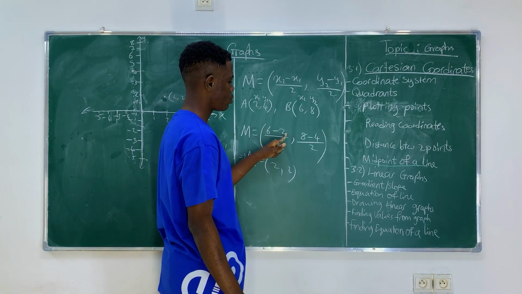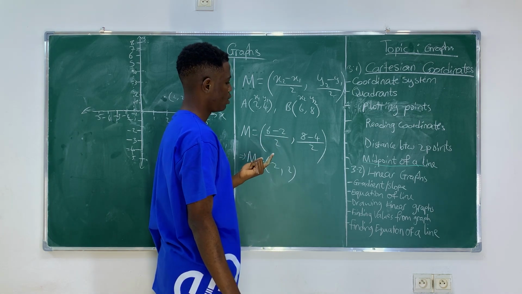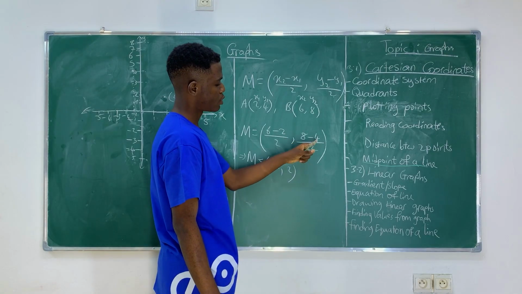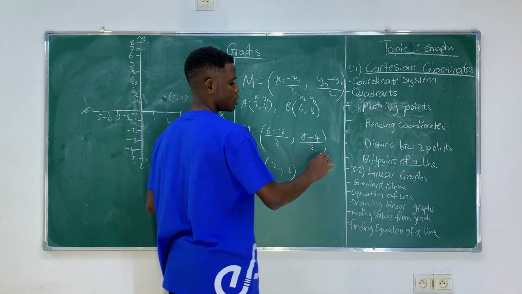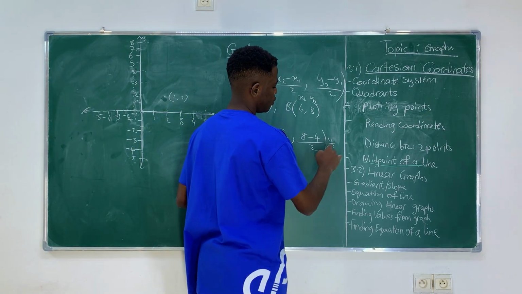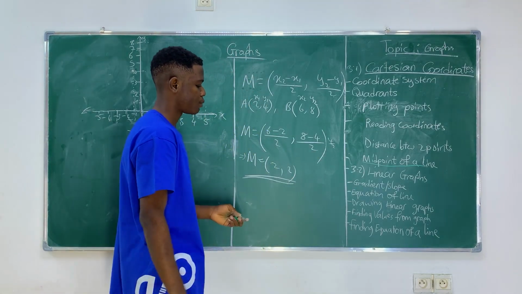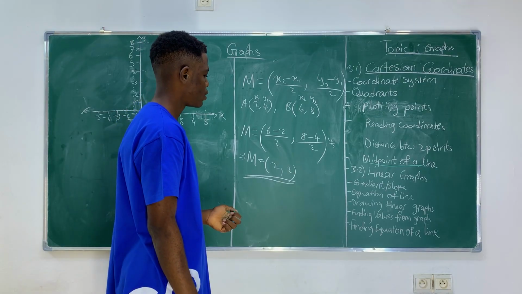Note 6 minus 2 is what? 4, right? 4 over 2 is 2, right? That is 12, this here. 8 minus 4 is 4. And 4 over 2 is 2, so this is the midpoint of those points.